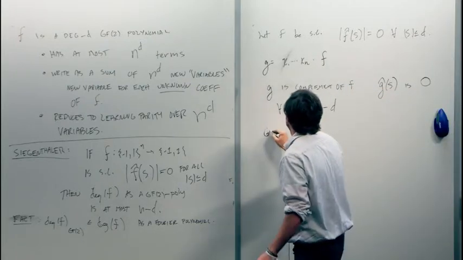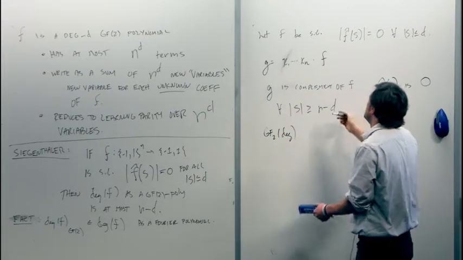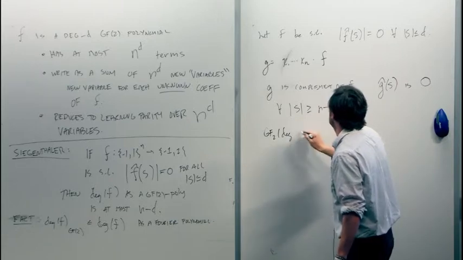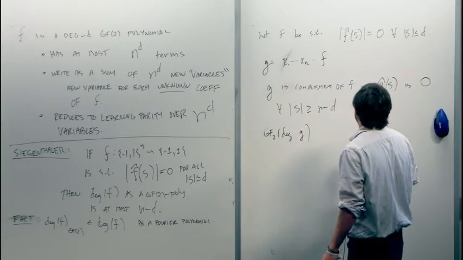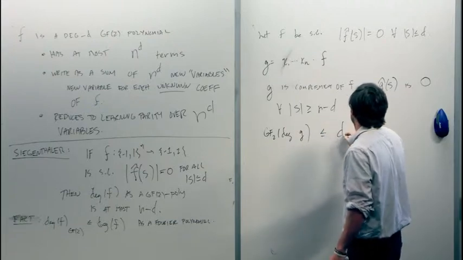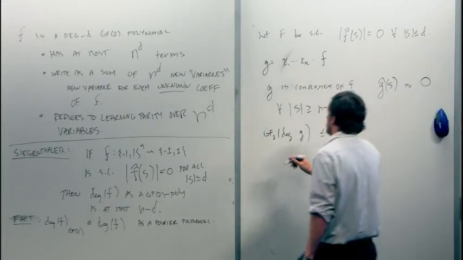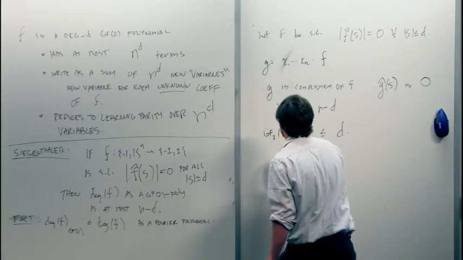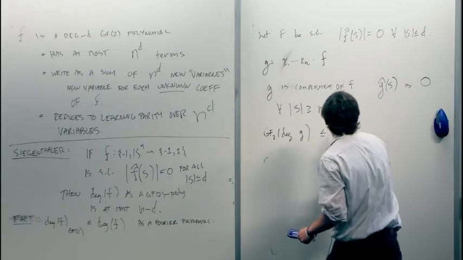So the GF2 degree of g is going to be at most d. But notice that n minus d. No? Yeah, you're right. Sorry.